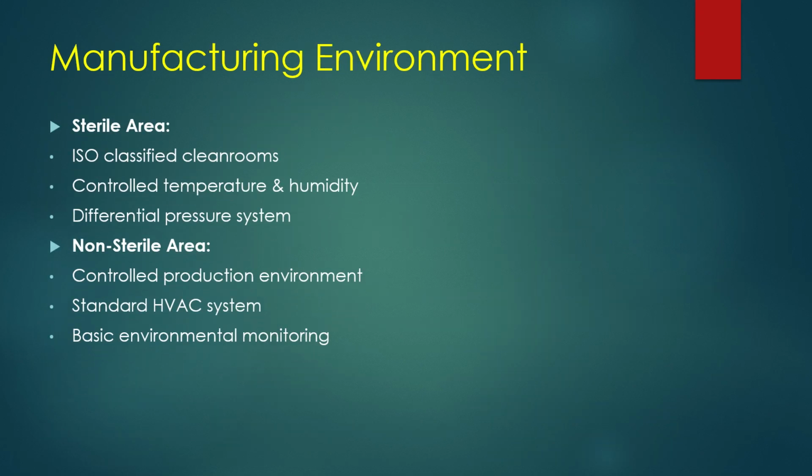Sterile manufacturing is performed in ISO classified clean rooms with strictly controlled temperature and humidity. A differential pressure system is maintained to control airflow and prevent contamination between areas. While non-sterile manufacturing takes place in a controlled production environment using a standard HVAC system, basic environmental monitoring is carried out to maintain suitable manufacturing conditions and product quality.